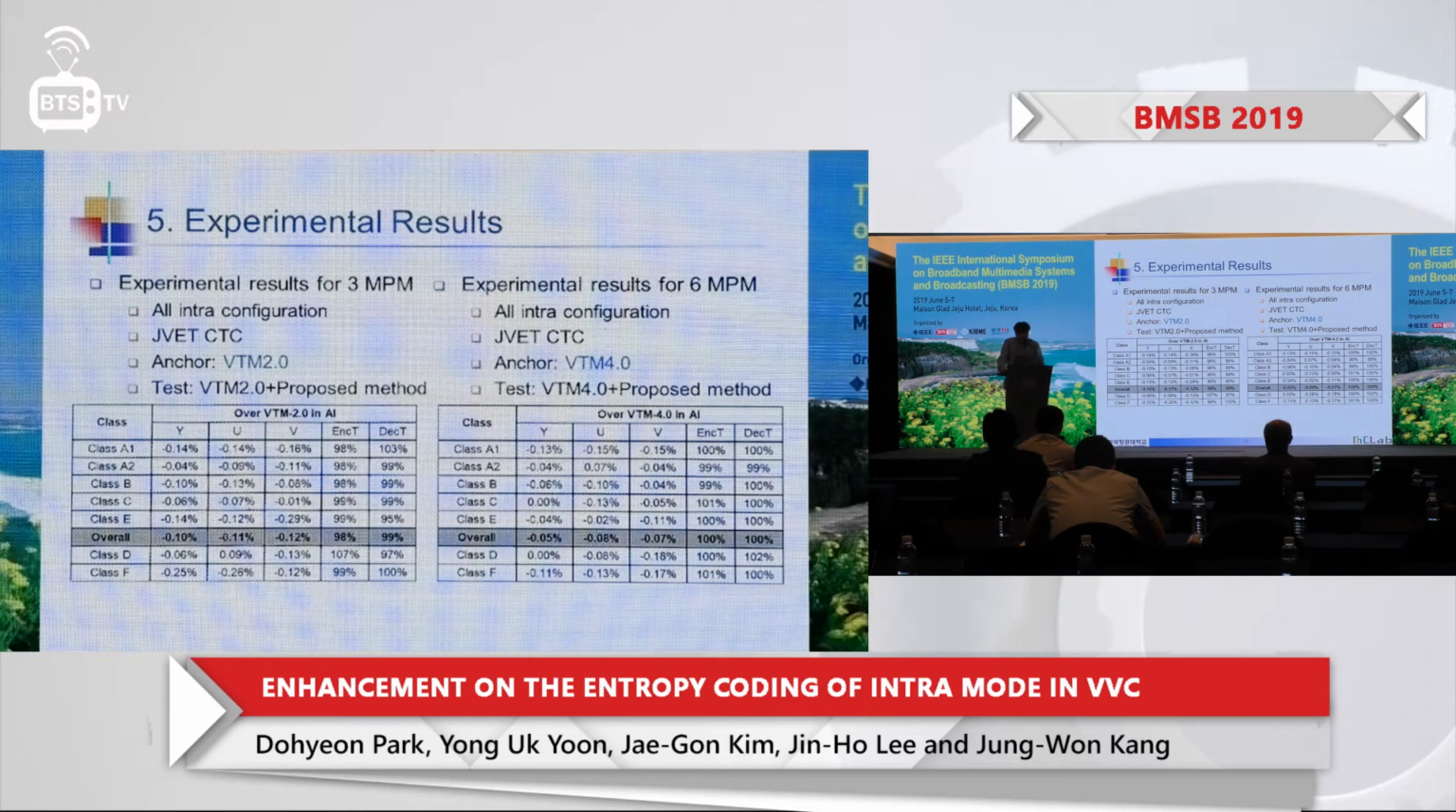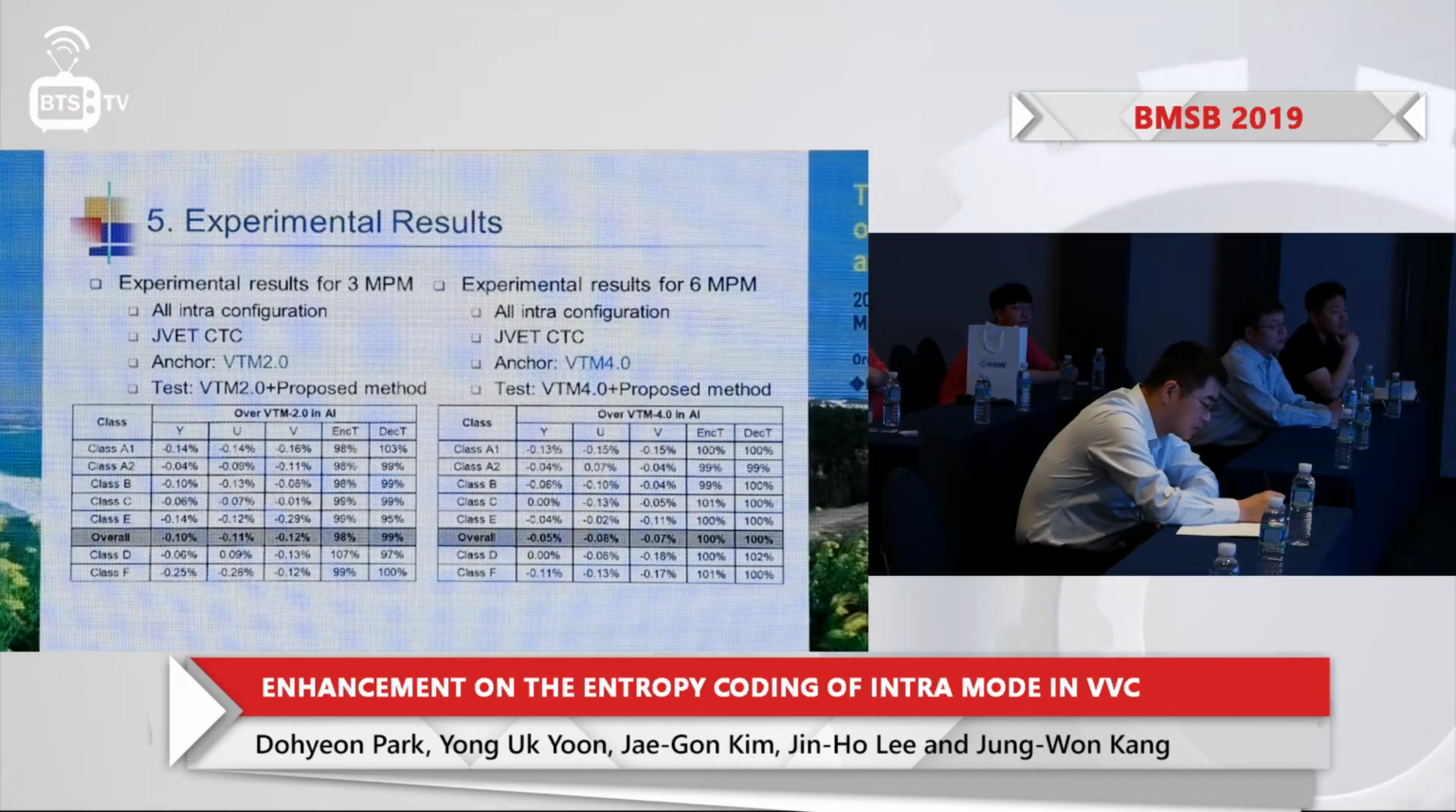Experimental result for 3 MPM shows 0.1% bit rate gain without increase of encoding and decoding runtime. Experimental result for 6 MPM shows 0.05% bit rate gain without runtime change.